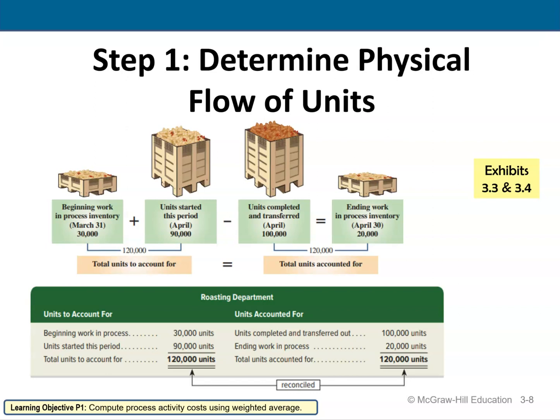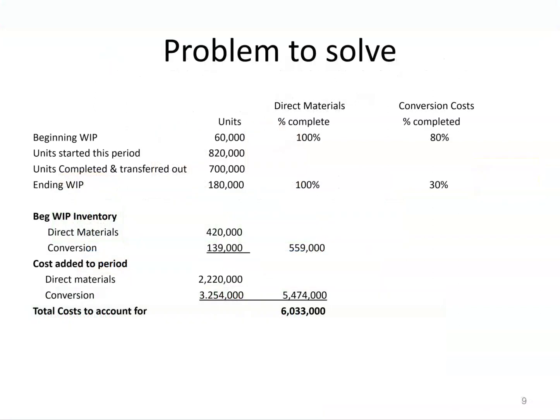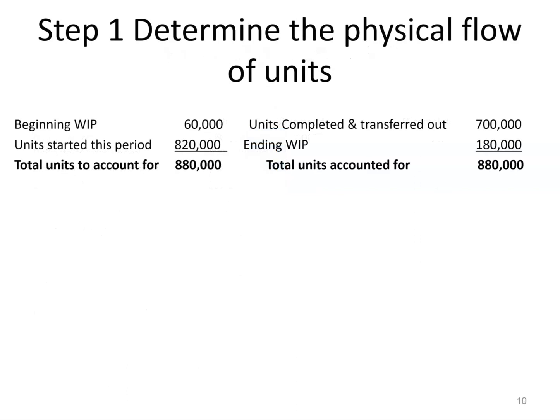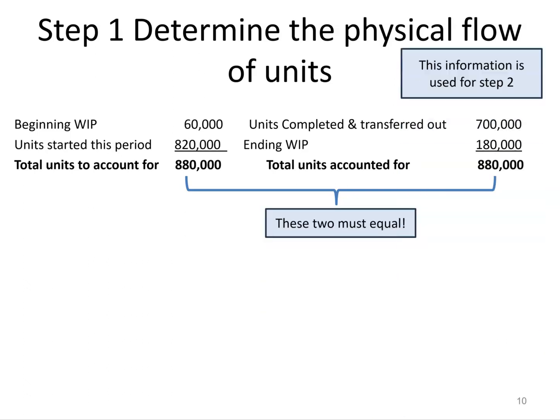Now let's go to our problem, and we're going to identify what we need for step 1. We need the beginning WIP, the units started this period, units completed and transferred out, and the ending WIP. Now, this is what the report looks like. And again, these two totals have to be equal, but this is the information we're going to use for step 2.